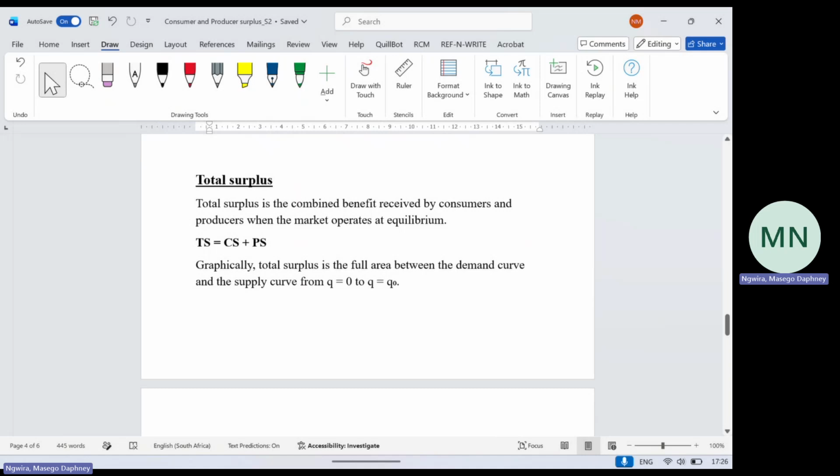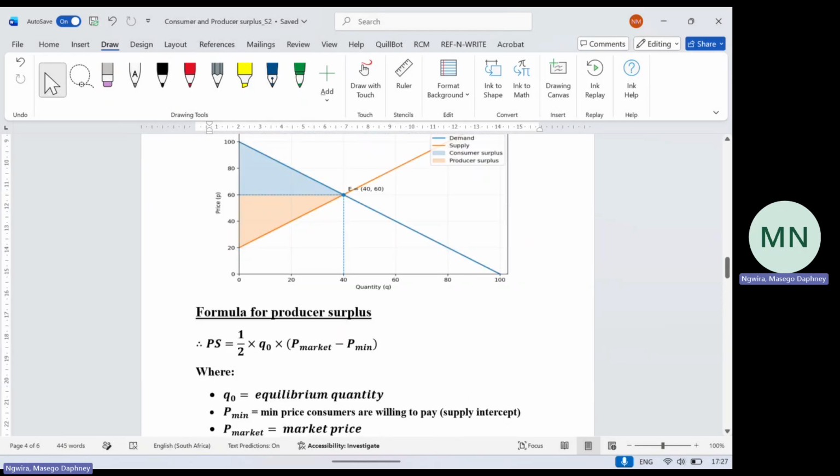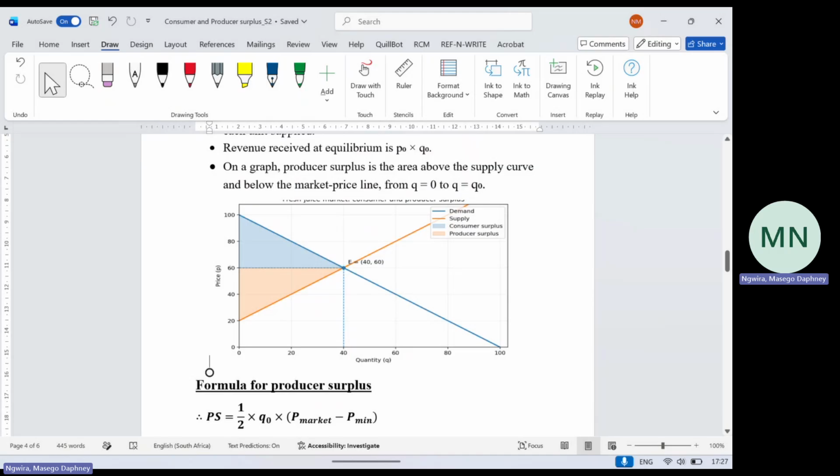So they're saying graphically, total surplus is the full area between the demand curve and supply curve from Q equals 0 until Q equals Q naught. This is what we're talking about. Q equals 0 until Q naught, which is this. So this whole part is the area for total surplus. All right.